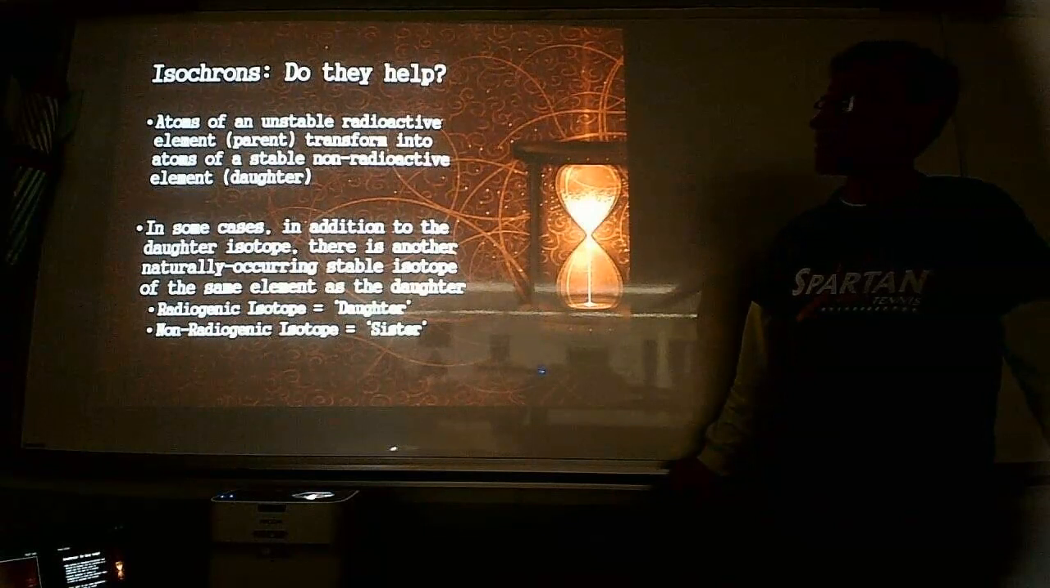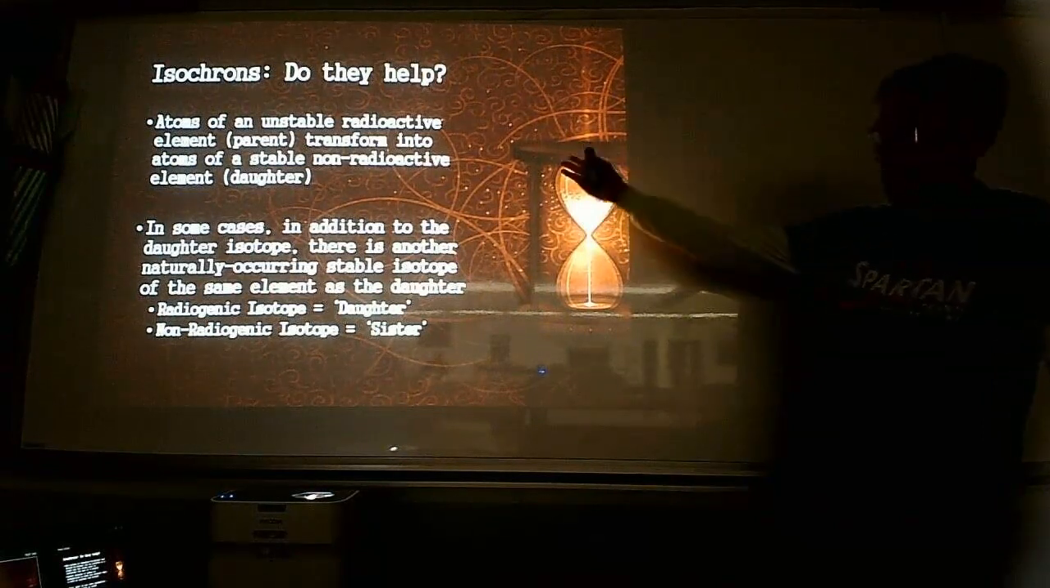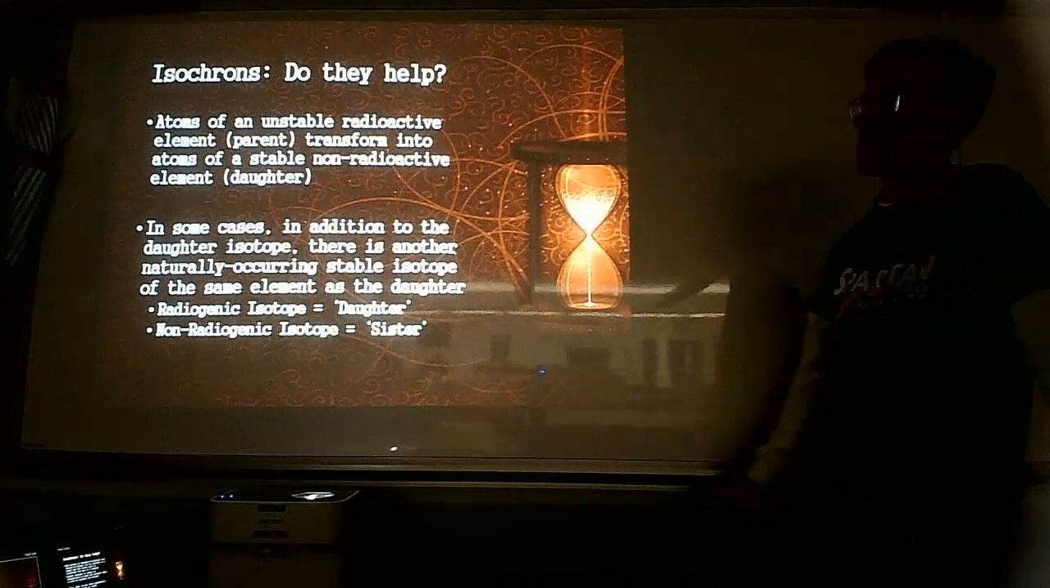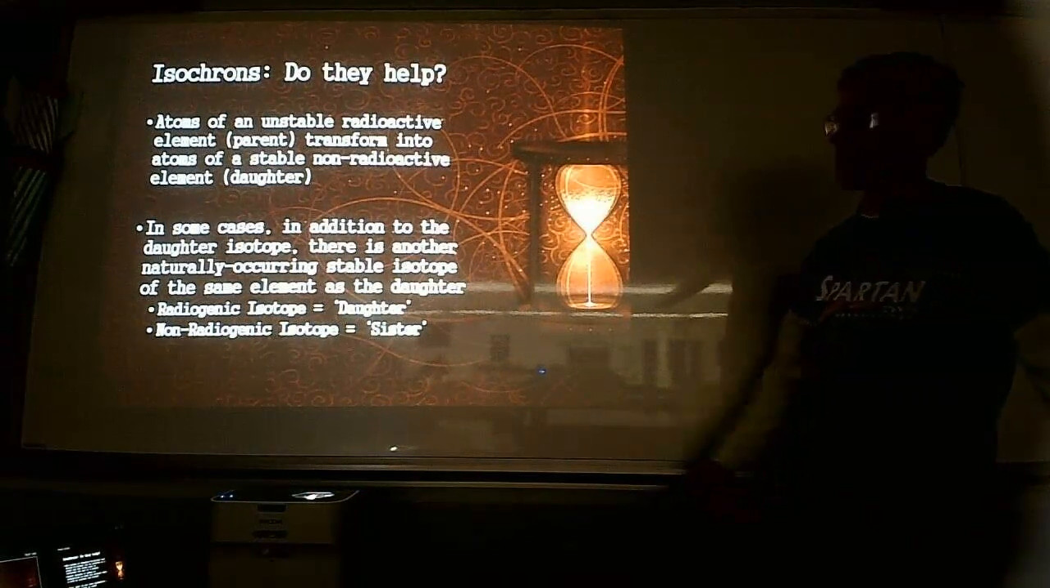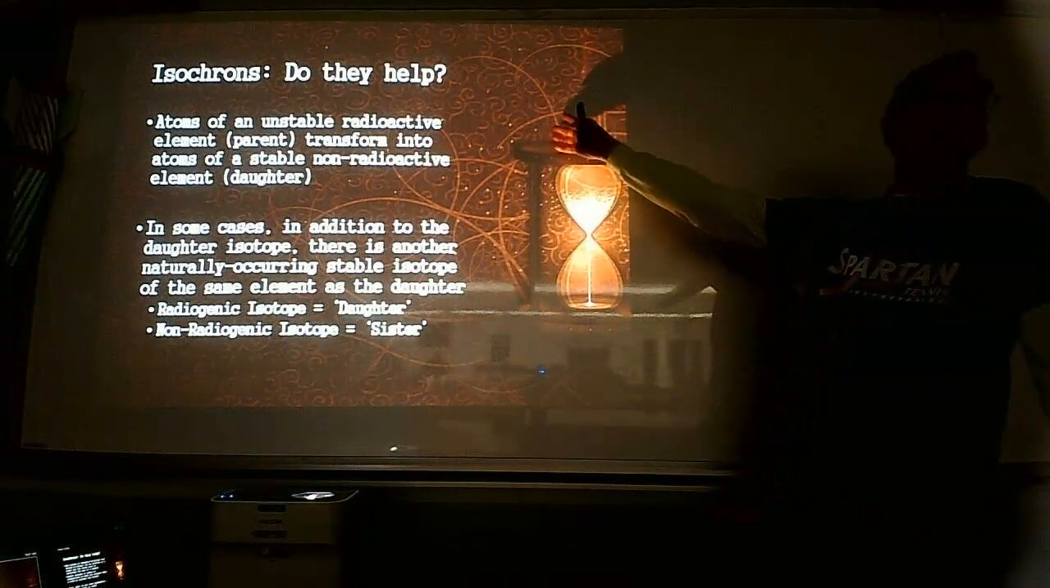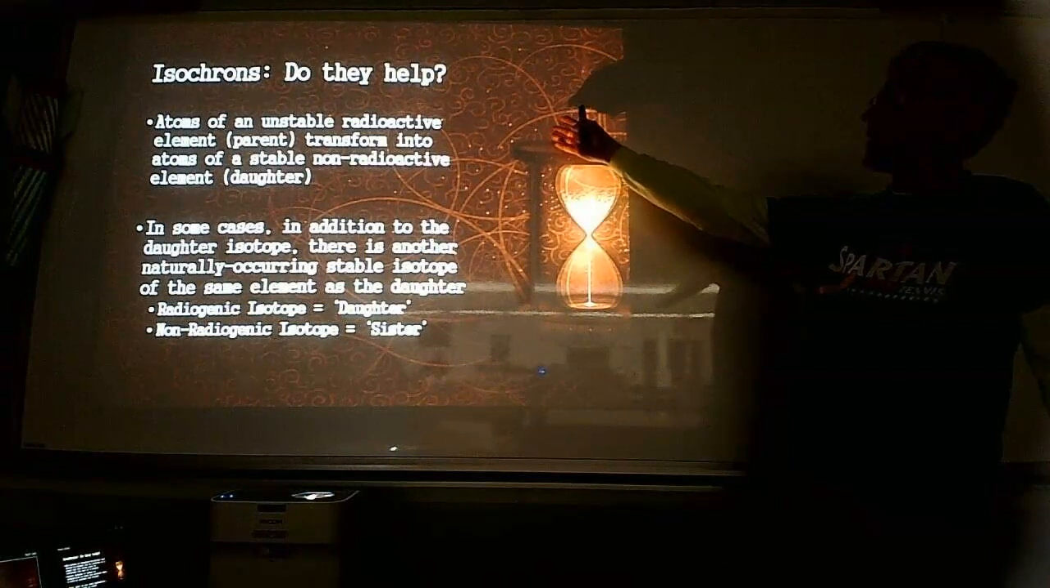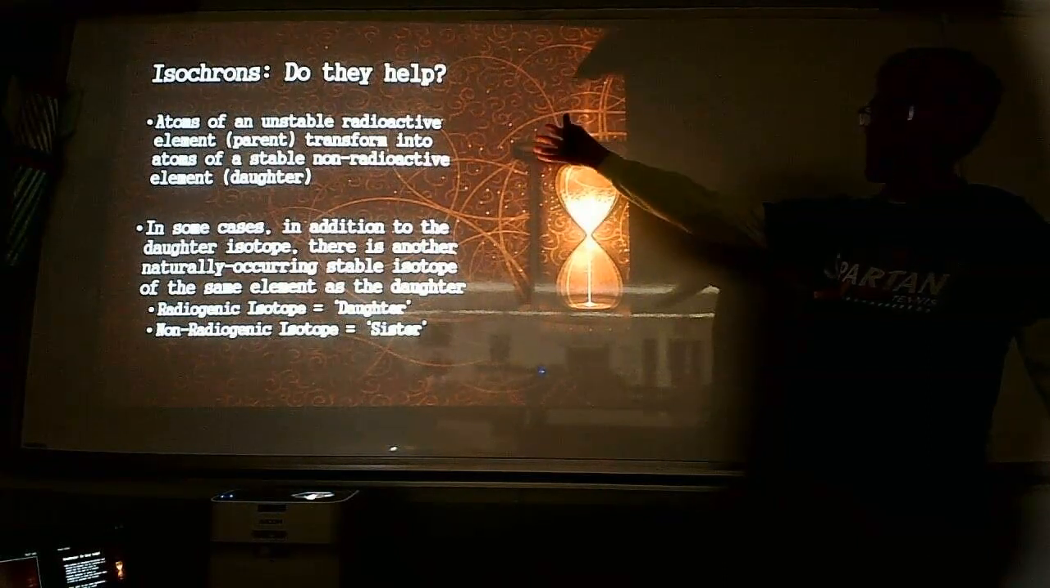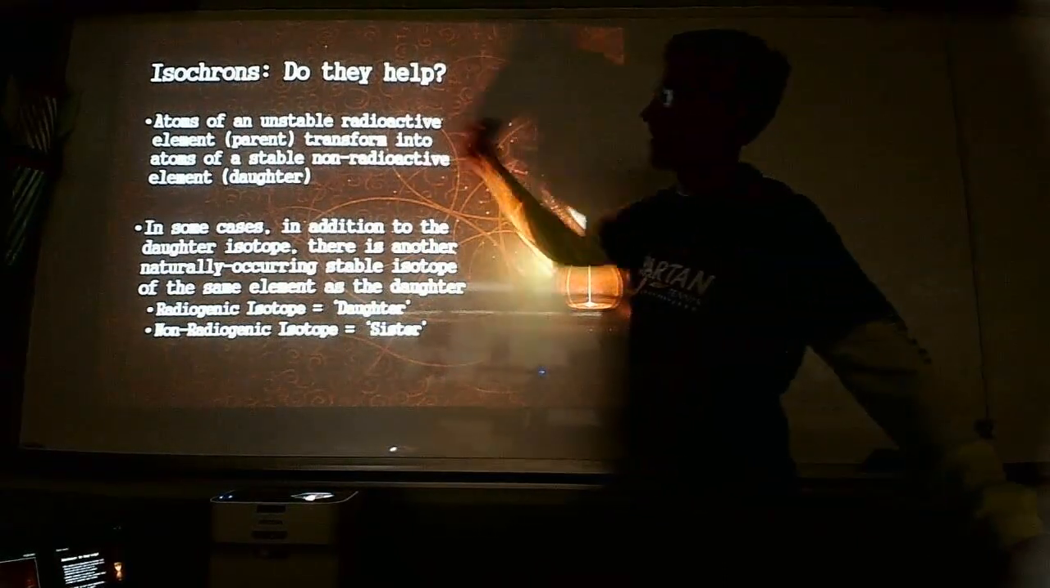So atoms of an unstable radioactive element, the parent, transform into atoms of a stable non-radioactive element, the daughter. That's what radiometric dating is based on. We've talked about this at length already.